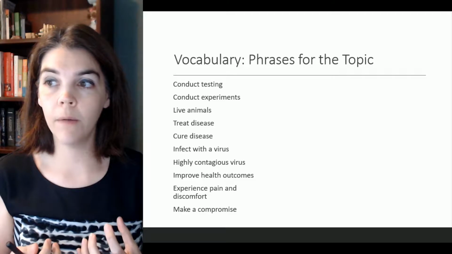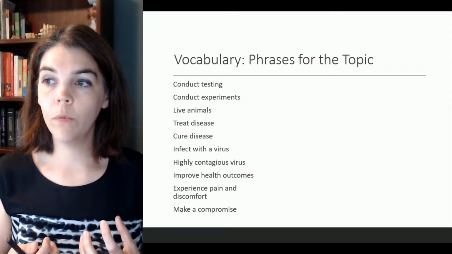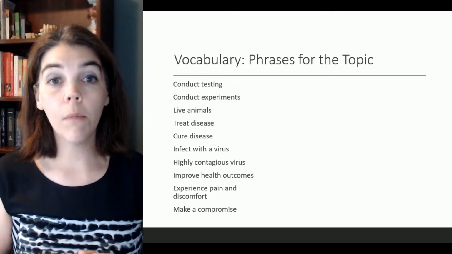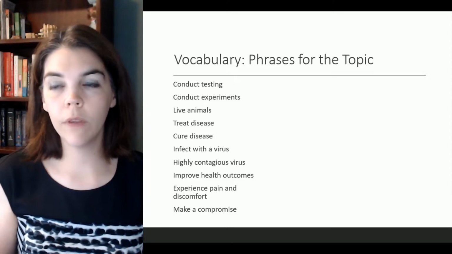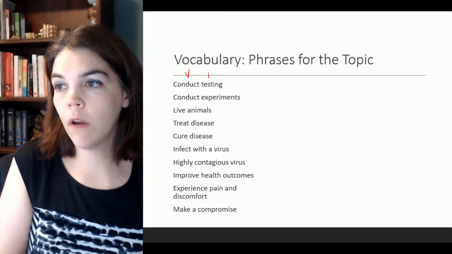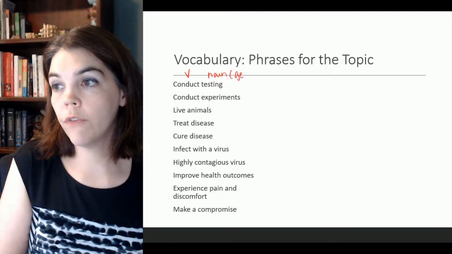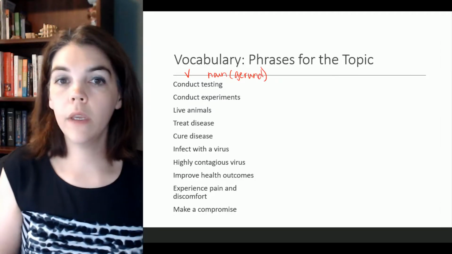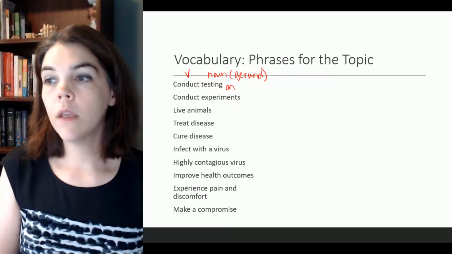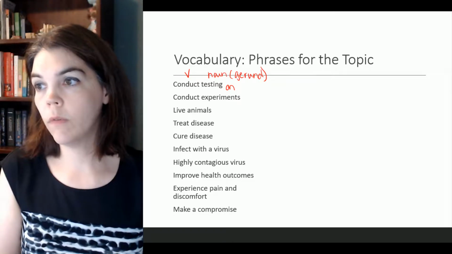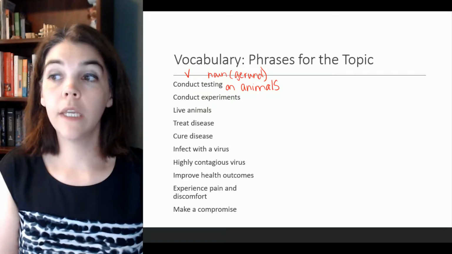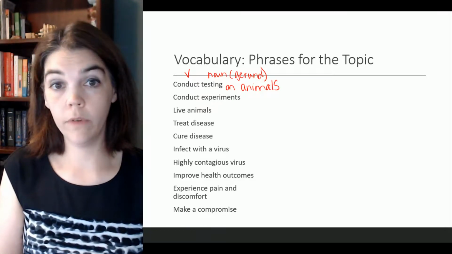We usually say conduct testing. I guess we do say do testing, but conduct testing is the academic way that we say that. So we have, this is our verb and this is our noun. This is a gerund form. So we conduct tests on animals. Let me add that on. Conduct testing on animals. Okay. We conduct experiments on animals. Same idea.